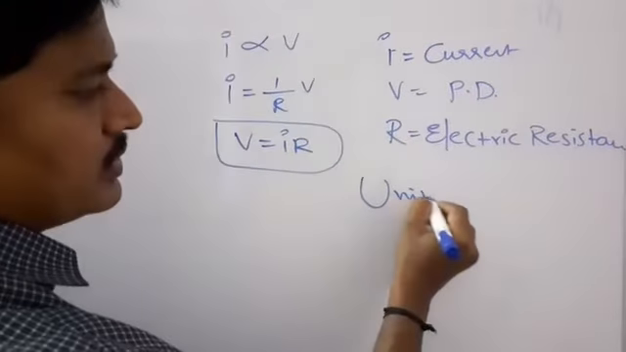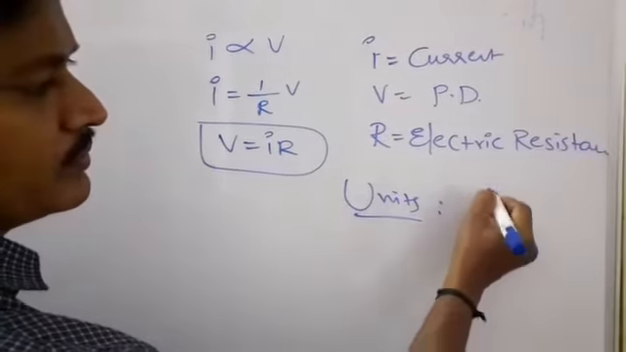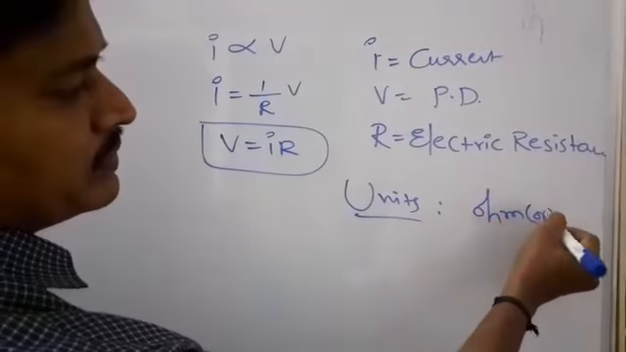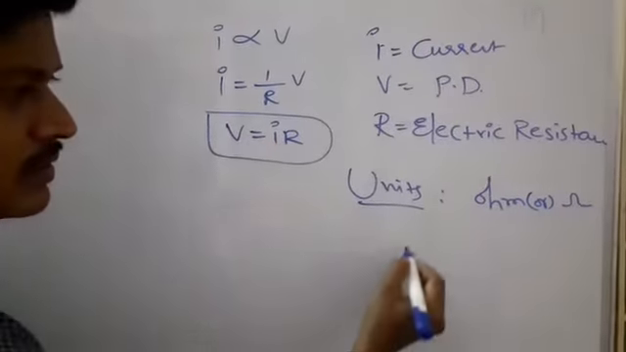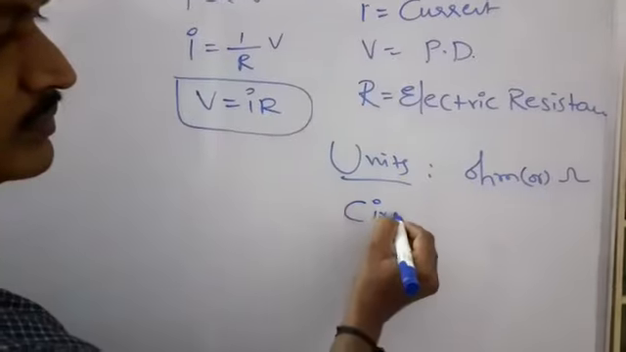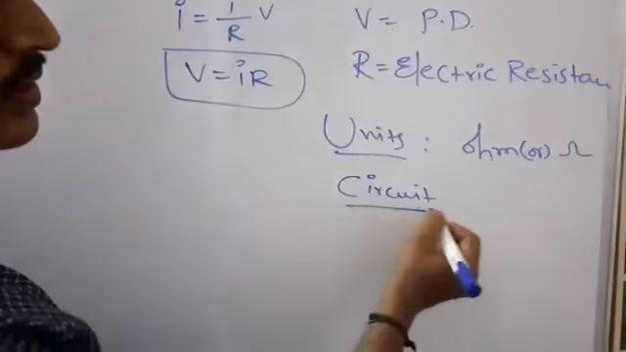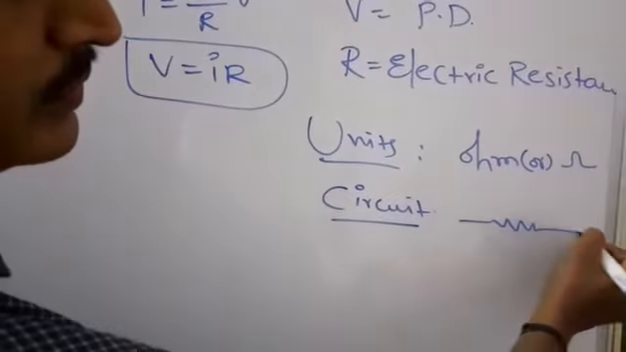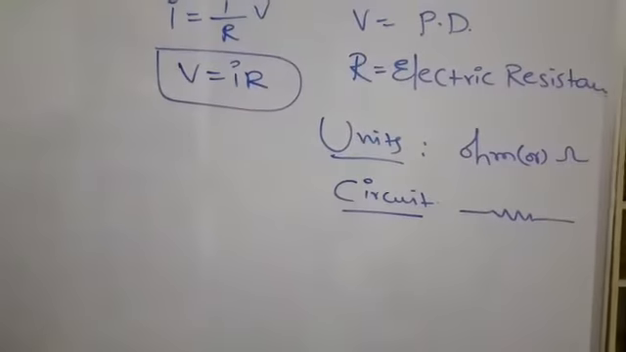The unit for resistance is ohms. Here is the circuit symbol for resistance.